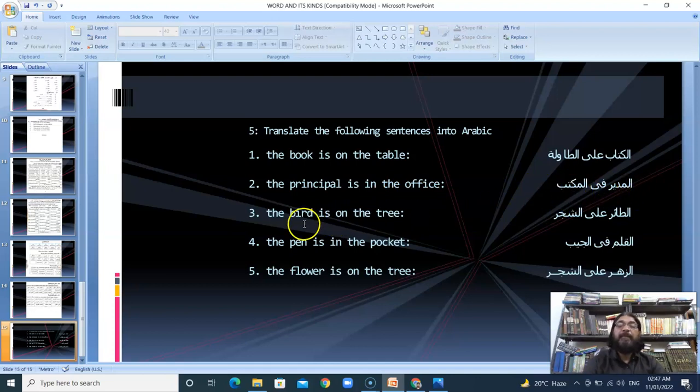Al-mudir, principal. The bird is on the tree. At-tairu, the bird. Ala, on. Ash-shajar, the tree. At-tairu ala ash-shajari. The pen is in the pocket. Al-qalamu, the pen. Fi, in. Al-jayb, the pocket. Al-qalamu fil jaybi, the pen is in the pocket. The flower is on the tree. Flower, az-zahru, tree, ash-shajaru, on, ala. So az-zahru ala ash-shajari, the flower is on the tree.